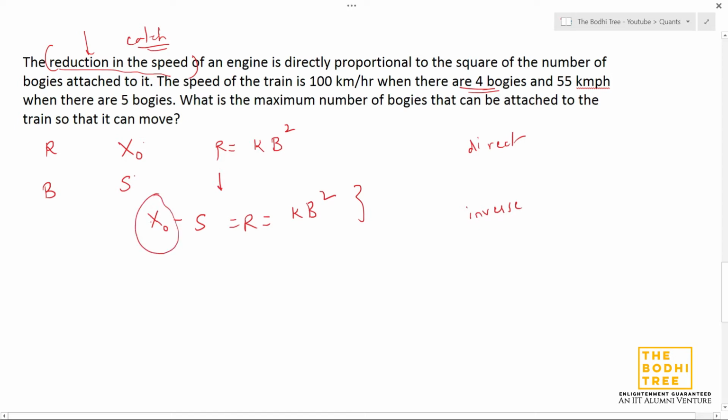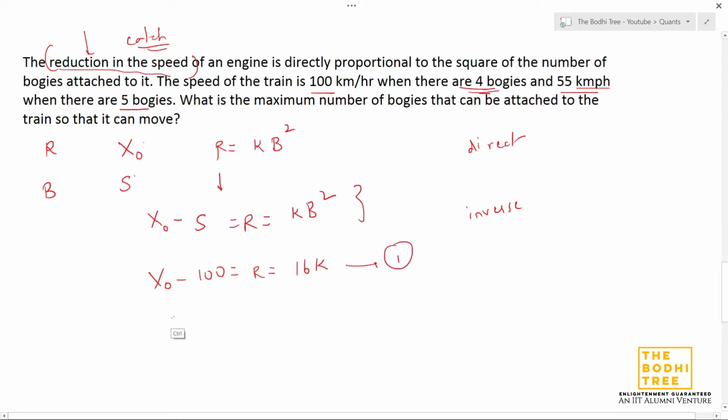The engine has some certain capacity, it might be some cc, the capacity. It is going to be running at the same speed because that engine doesn't have any bogies attached to it, and hence this x0, 0 as in no bogies, is going to be the same. This might change because they have said that 100 kilometers when 4 bogies and 55 kilometers when 5 bogies. So the speed is x0 minus 100, that is the reduction, is equal to k into 16, so 16k basically.